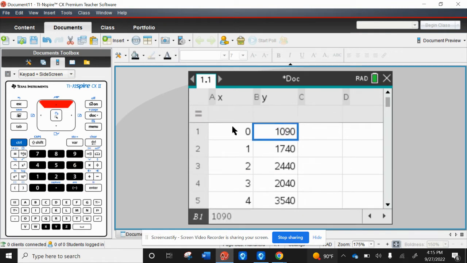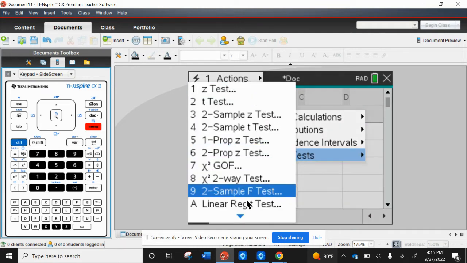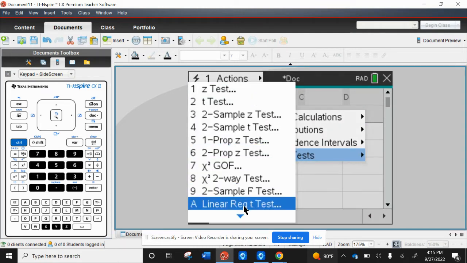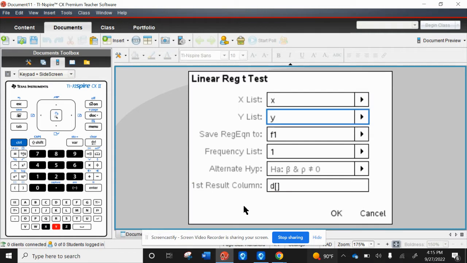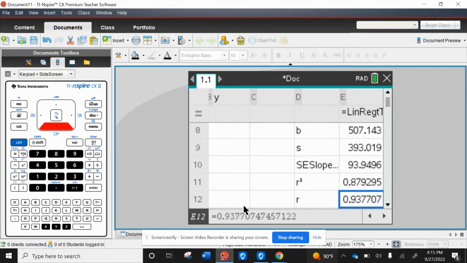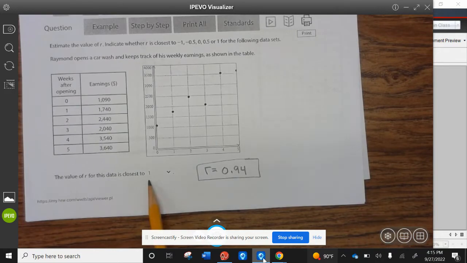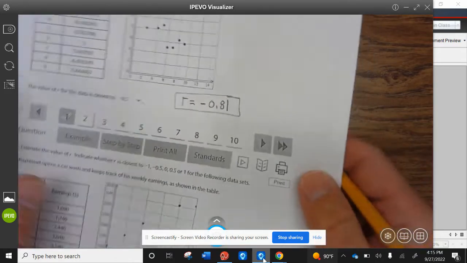All right, and then again, you're going to move to C1, and you're going to go to Menu, Statistics, Stat Test, Linear Regression T-Test, and then X and Y. And you're going to go down to the R value, which is 0.94. All right, which 0.94 is closest to 1. All right, let's take a look at the next example.